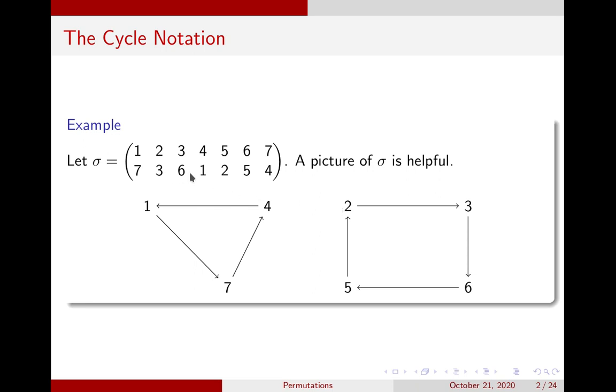And now let's try starting with 2. Looking at the matrix notation, 2 is sent to 3. So we have an arrow from 2 to 3 in the picture of sigma. Sigma of 3 is 6. We have an arrow from 3 to 6. Sigma of 6 is 5, an arrow from 6 to 5, and sigma of 5 is 2. So we have an arrow from 5 to 2. And that completes a second cycle in the picture of sigma.